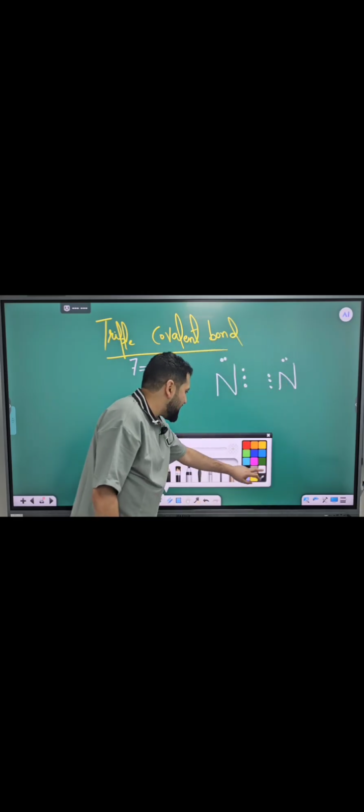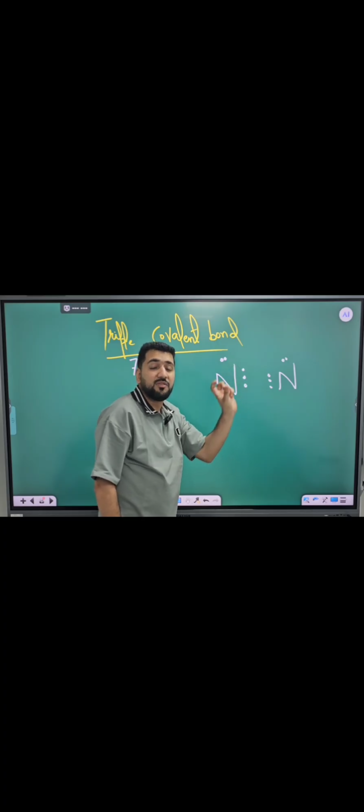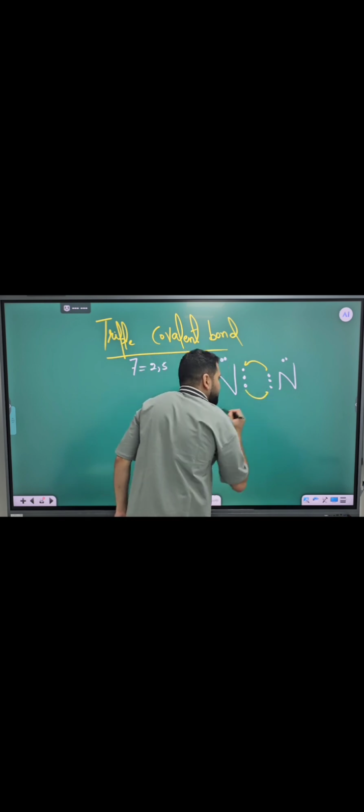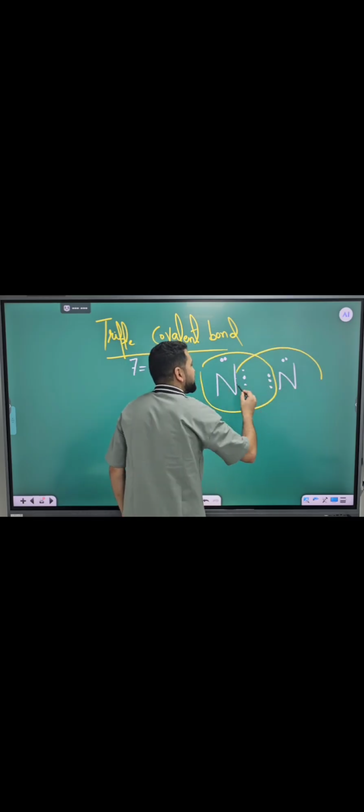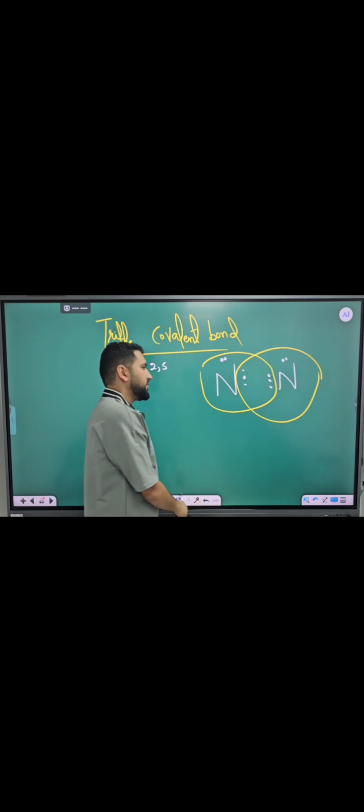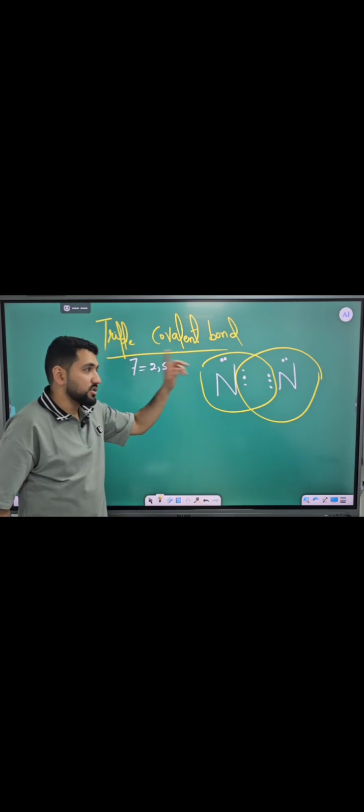Now look here guys, quite simple. This nitrogen needs how many electrons to gain stability? As it already contains 5, so it needs 3: 6, 7 and 8. 5 plus 3 is 8. So it will get those 3 electrons from this nitrogen, and in return it will share its 3 electrons with the other nitrogen, right? So the thing is quite clear guys. This nitrogen is stable, and let me tell you, this nitrogen is also stable, right?